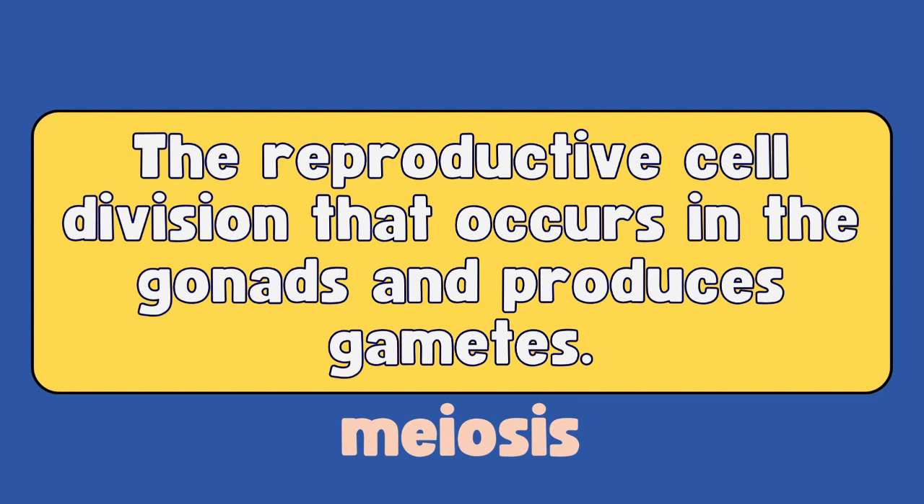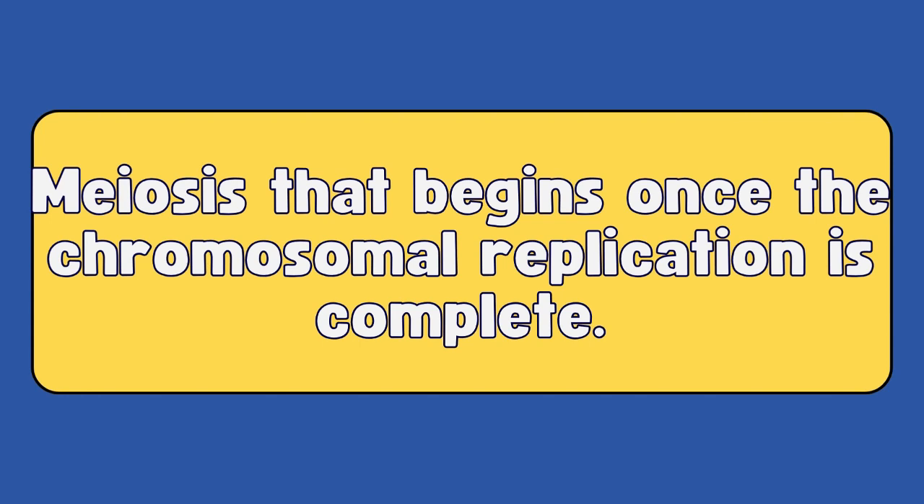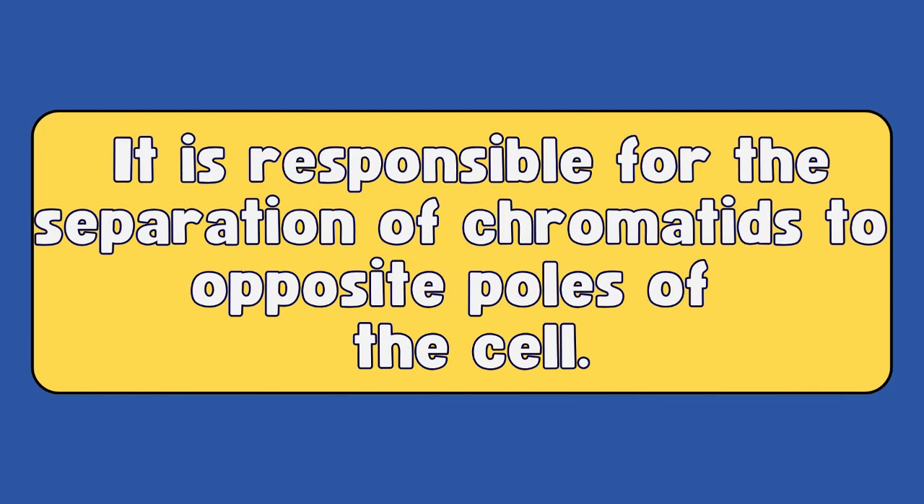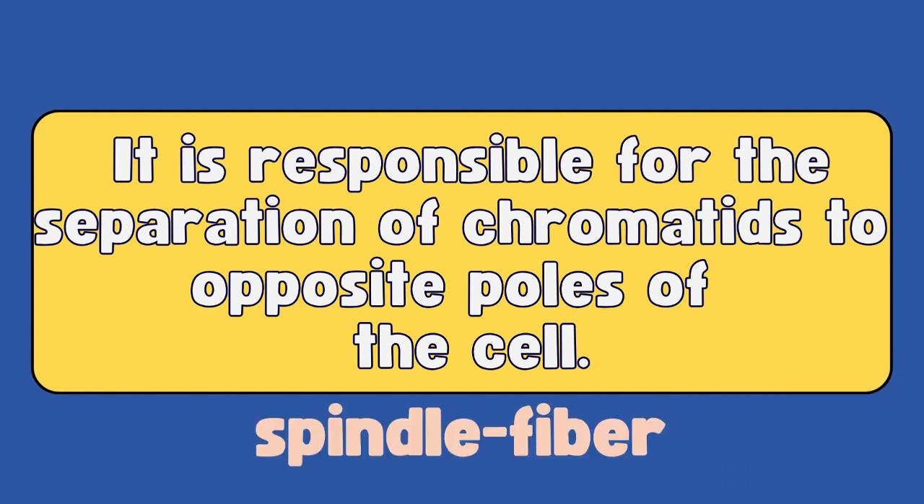Next question. Meiosis that begins once the chromosomal replication is complete. The answer is meiosis 2. Next question. It is responsible for the separation of chromatids to opposite poles of the cell. The answer is spindle fiber.